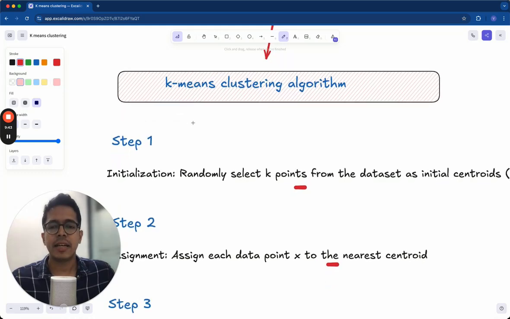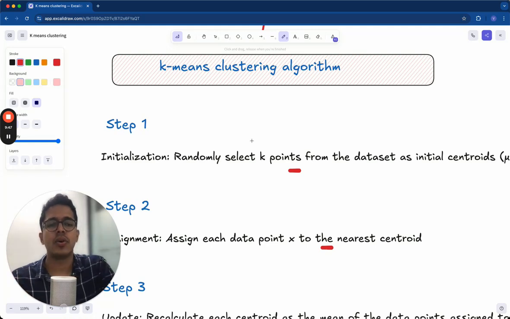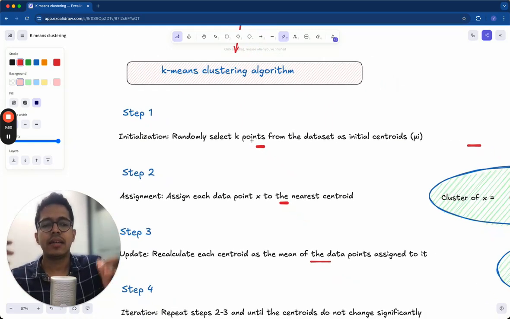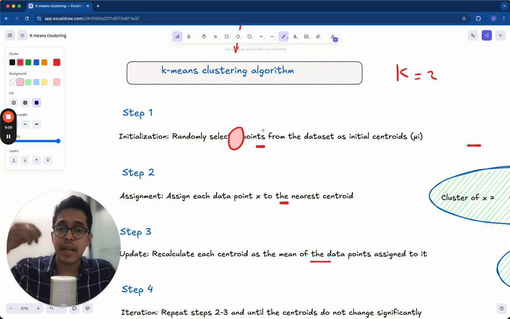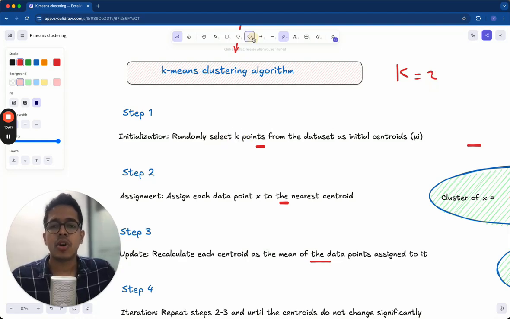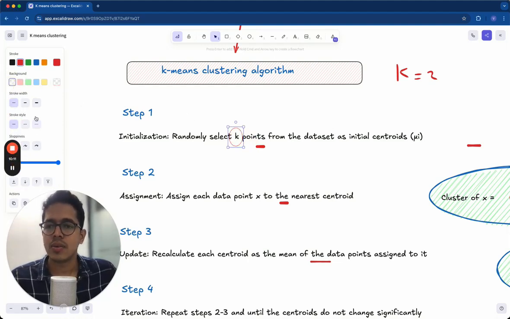And the first step is initializing the clusters. You will start with the assumption that, let's say, k equals 2 is the number of clusters that you have in your data set. Then you will select k random points from the data set as your cluster centroids. Let me just remove the fill. So if you have k centroids, you will randomly select k points.